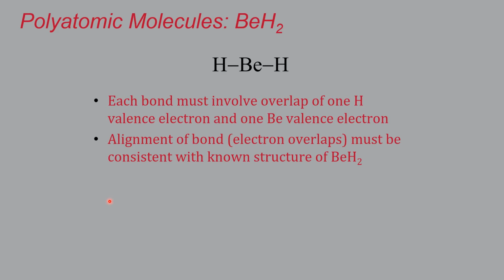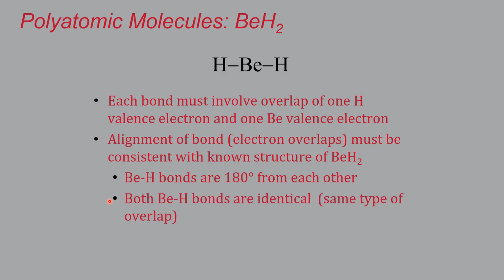And what is that? Well, the beryllium hydride bonds, just like VSEPR says, are known to be exactly 180 degrees away from each other. This is a linear molecule. And both of them are identical. And the implication of that is that both bonds result from exactly the same type of overlap. Namely, they are the same types of electrons that are involved in that overlap.